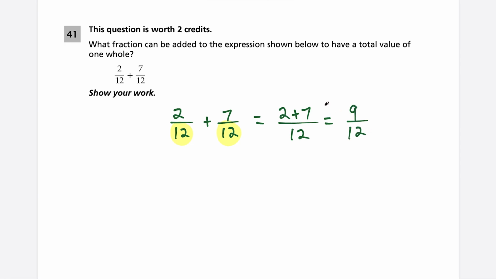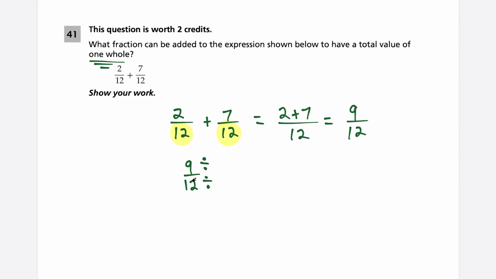And now for this here, what we could do is subtract this fraction from 1 because the question is asking what fraction can be added to the expression shown below to have a total value of 1 whole. Okay, so 1 whole means we want to build this up to equal 1. So if we want to know how far away we are from 1, we could subtract. So we could do 1 minus 9 over 12. And one thing we could do ahead of time though is just reduce this fraction so that the numbers we're dealing with are easier.